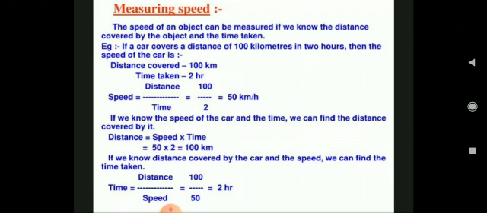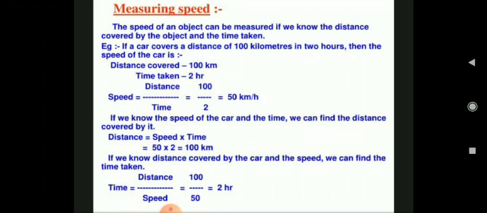Now in general, as we know that speed is equal to distance upon time, right? Now if we want to know what the units of speed are, students, you must know that the SI unit of speed is meter per second, right? Now here you can see an example is given.